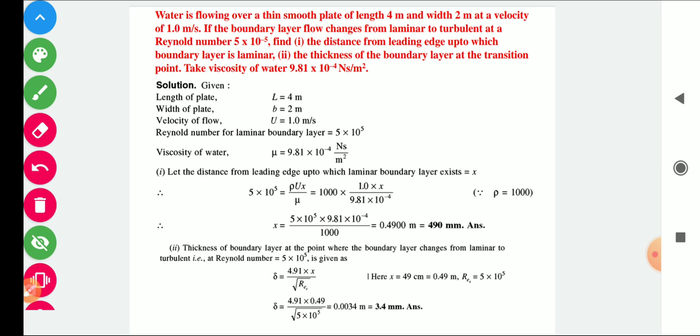Now the thickness of the boundary layer at the point where the boundary layer changes from laminar to turbulent, that is at Reynolds number 5 into 10 to the power 5, is given as this one: delta equal to 4.91x upon root Reynolds number. So put the value of x and Reynolds number in this equation, and the final value of the thickness of the boundary layer is 3.4 mm.